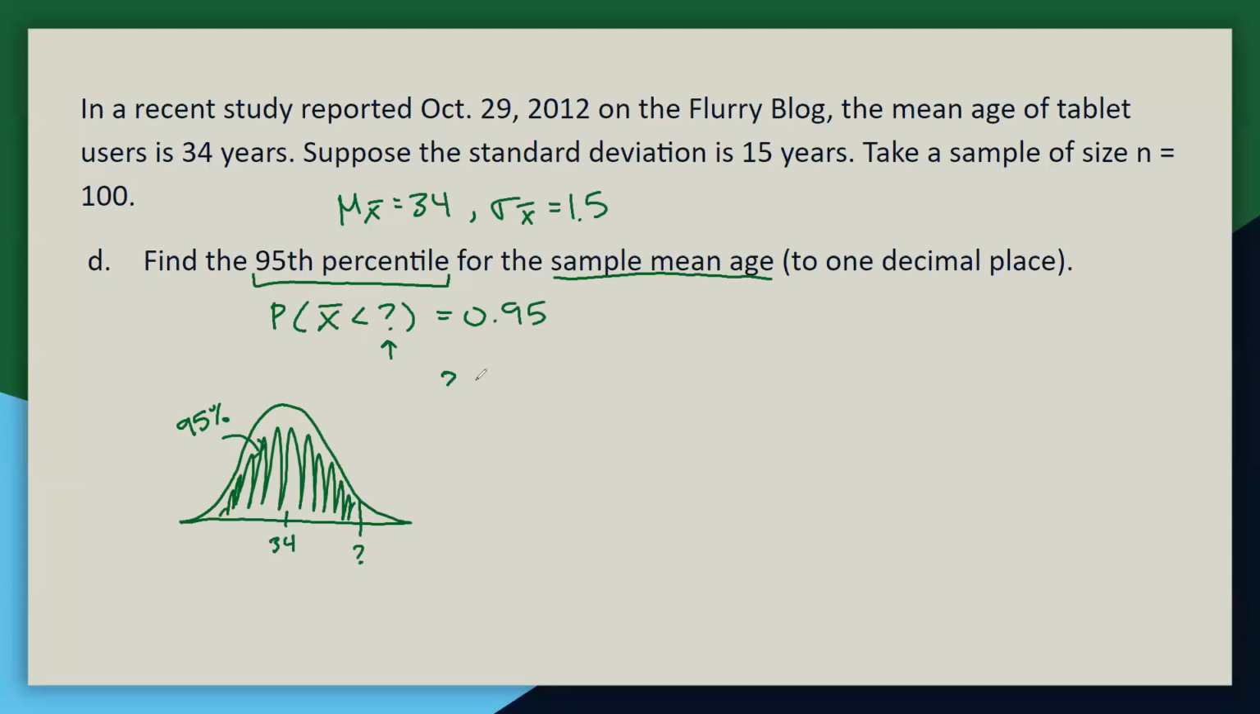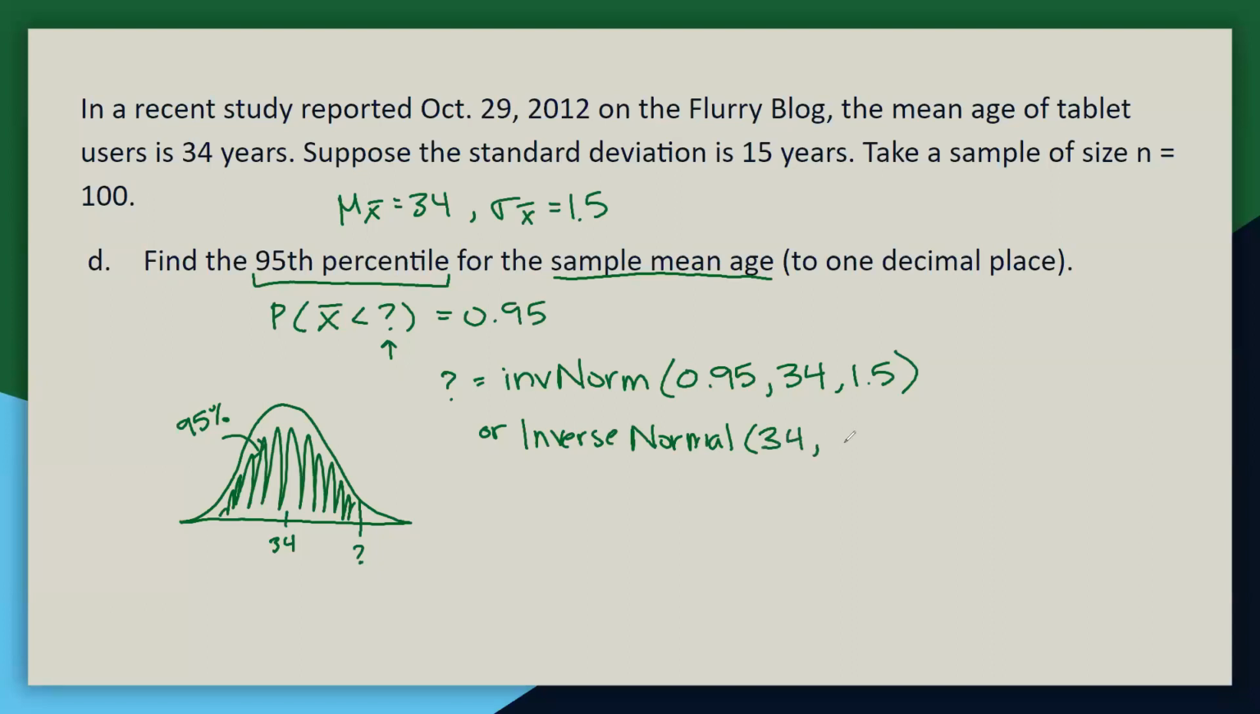So to figure out that question mark, I'm going to do inverse norm on my calculator. The TIs ask me for 3 pieces of information: the area to the left, our 95%, and then our mean and our standard deviation. If you're on GeoGebra, it's similar, inverse normal, and then GeoGebra wants the mean and standard deviation in front. So 34, 1.5, and then the area to the left.